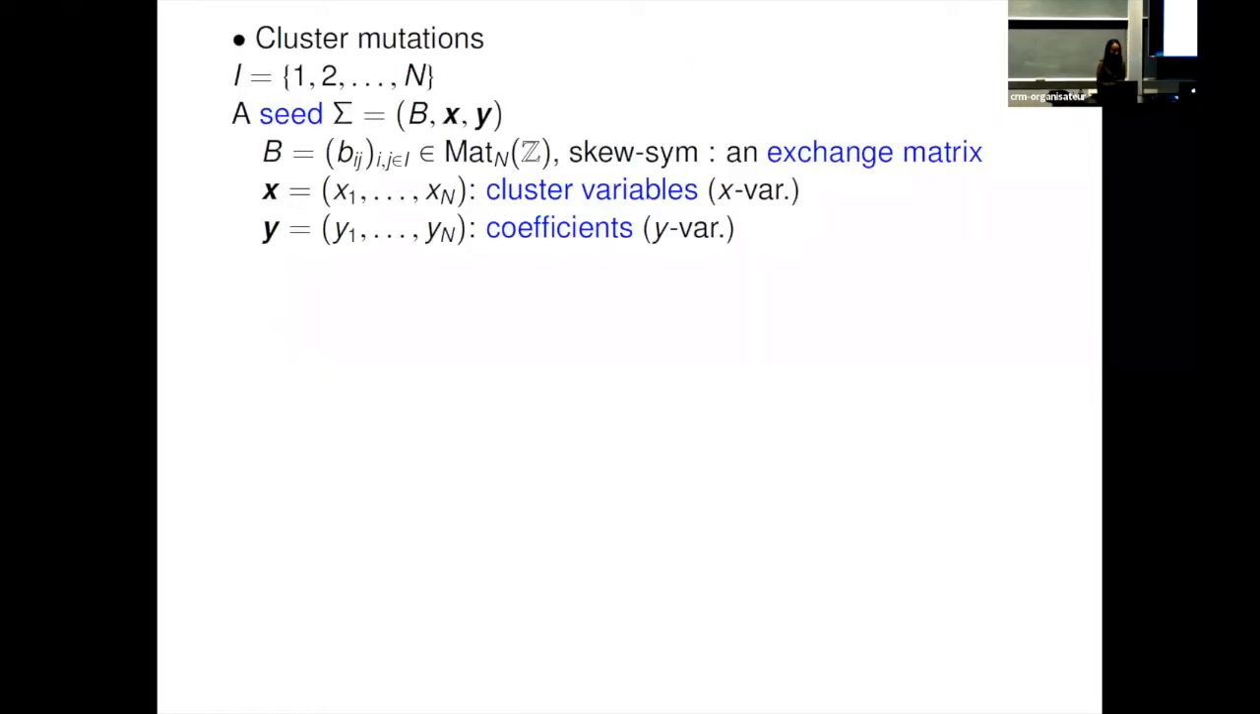Let me explain a little bit about the cluster mutation. So let I be the finite set of integers from 1 to n, and we consider a triple called a seed. It consists of an n by n skew-symmetric integral matrix, which is called an exchange matrix, an n-tuple of algebraically independent variables called cluster variables, or x variables for today, and we have another n-tuple of variables called coefficients, or y variables. So we use this information to define cluster mutation.